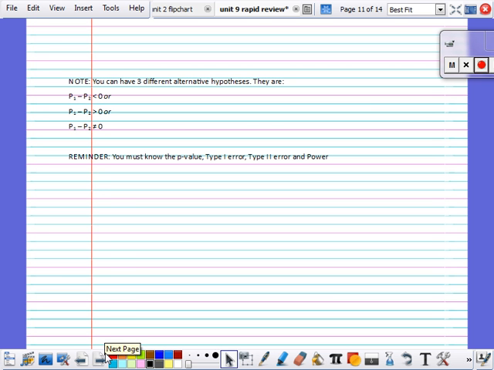All right, remember in a hypothesis test for this unit, there's only 3 types of alternative hypotheses that you can have. You can have less than 0, greater than 0, or not equal to 0. I also wanted to remind you that you do need to know what a p-value is, like I just said, what a type 1 error is, and a type 2 error is, and a power. The only thing you need to know about power is it's the complement of a type 2 error. It's correctly rejecting the null hypothesis, okay? And if you increase n or increase the level of significance, it increases your power.